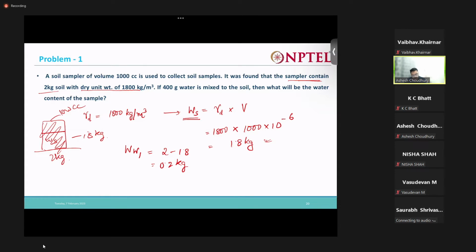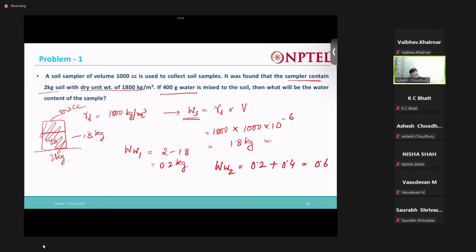Now let us look into this part. If 400 gram of water is mixed to the soil, what will be the water content of the sample? The new weight of water will be nothing but 0.2 plus 0.4, equal to 0.6 kg.